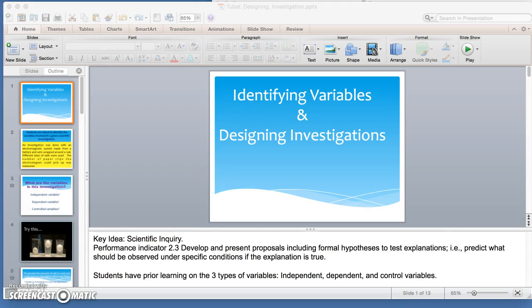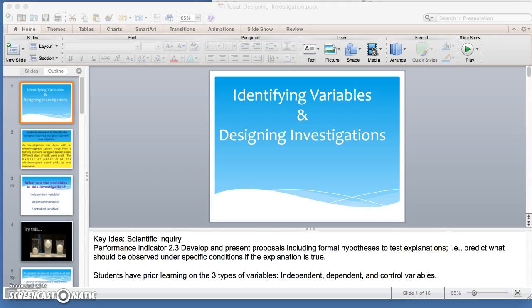The second experiment is to design an investigation to test the hypothesis: the greater the amount of salt in a salt and water mixture, the higher an egg will float. Students identify the variables, the IV, the DV, and the control.